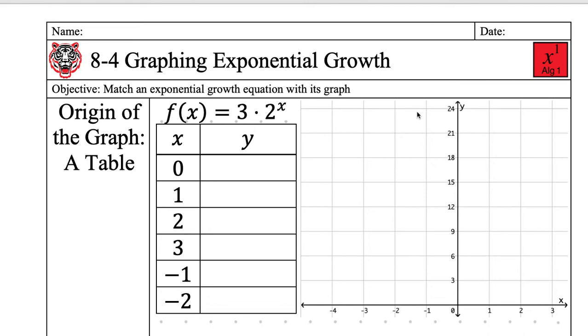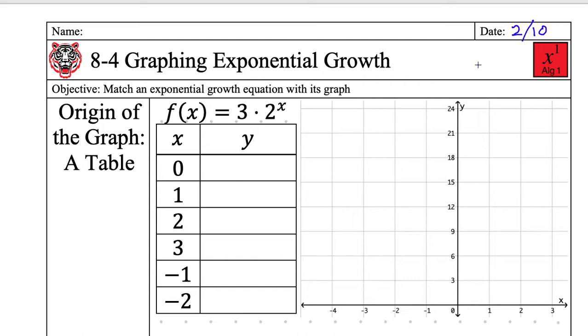All right, so we're in Algebra 1, Lesson 8-4. Today's date is Monday, February 10th, 2020. Anyone want to read our objective? Yes, Wyatt? Match exponential growth equation with its graph. There it is. Notice I don't say graph an exponential equation. We could get there by today, but today's just that first little step of can you match one to another.